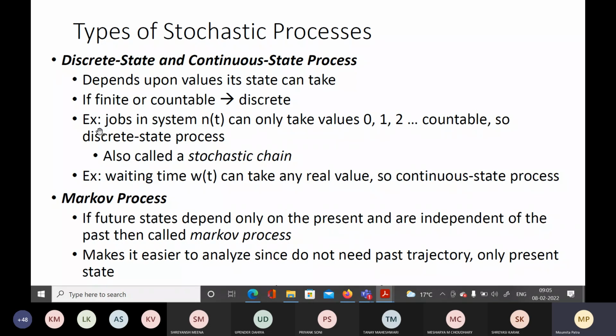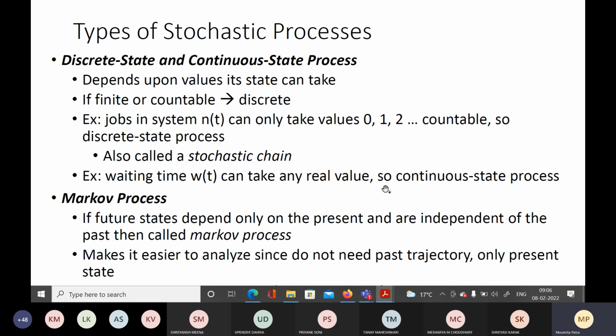This is an example that has been given for a discrete state process. For example, jobs in a system denoted by N(t) can only take values which are countable, that is 0, 1, 2, and so on. So it is called a discrete state process, and it is also called a stochastic chain. For a continuous state process, an example is the waiting time, which can take any real value for a particular state. This is known as a continuous state process.